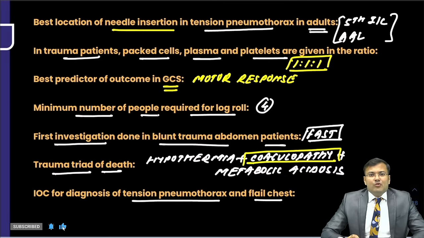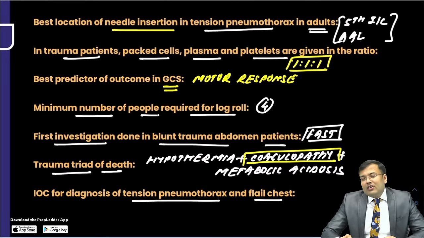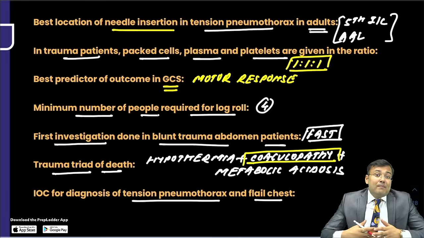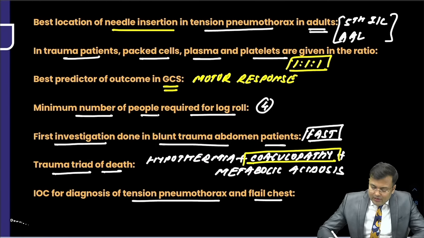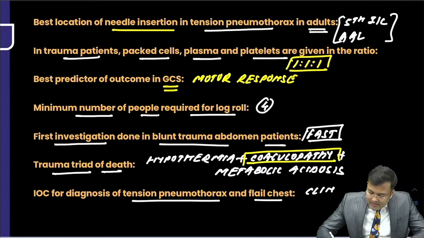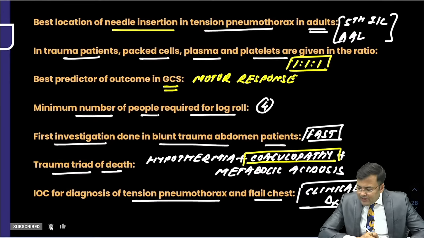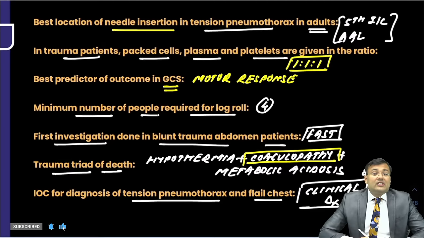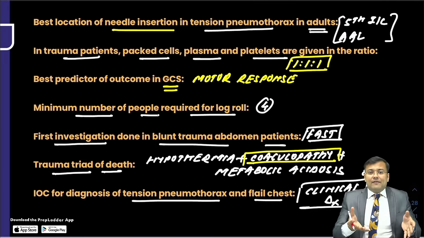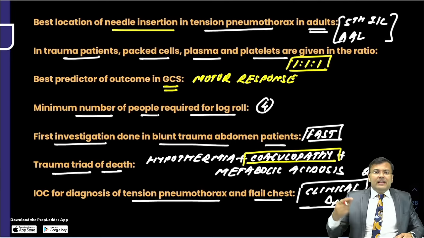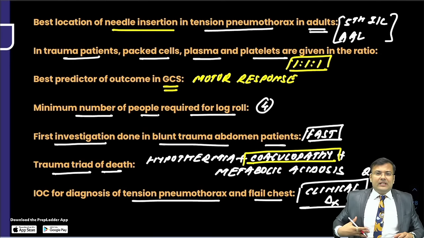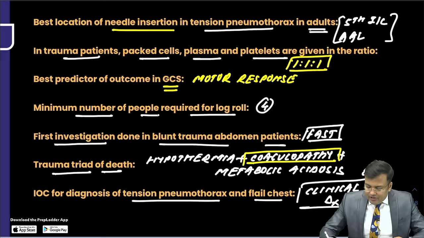But you must be thinking, sir, you didn't give the option. Let me tell you, in life you are going to get lots of things which were not there in the options. In future, if you achieve something, you will have plenty of options. Clear? So remember, it is clinical diagnosis. Here you make the mistake in the exam: for tension pneumothorax and for flail chest, diagnosis is clinical. On the basis of suspicion, we insert a needle in the 5th intercostal space in adults, 2nd intercostal space in children.